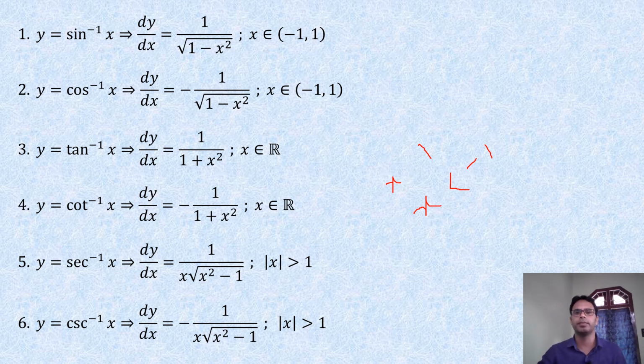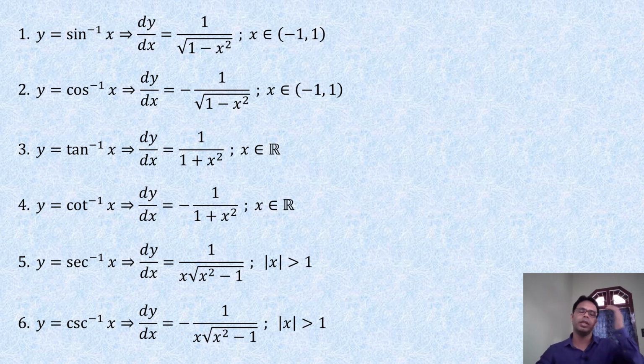So you just have to memorize 3 formulae here. What are the three formulae? The derivative of sin inverse is this one, the derivative of tan inverse is this one, and the derivative of sec inverse is this one. The remaining three: cos inverse derivative is the same as sin inverse, just with a negative; cot inverse derivative is similar to tan inverse, but with a negative sign; and the derivative of cosec inverse x is the same as sec inverse, but with a negative sign.